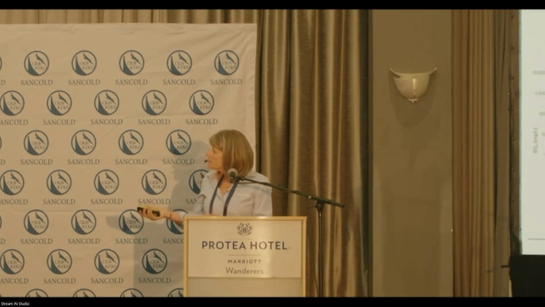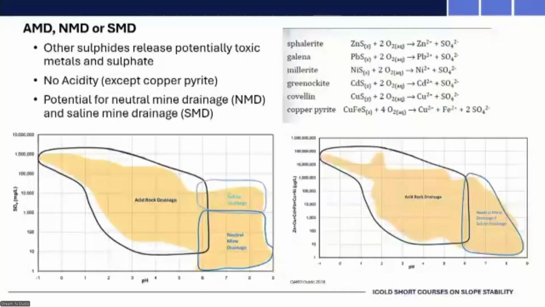Okay, so that's how we come to defining whether you've got acid mine drainage or saline drainage or neutral mine drainage. Because you get a lot of other minerals, which are sulfides, but they have only one sulfide, they're not disulfides. And those release heavy metals, and they release sulfate, but they don't release necessarily acidity. So you get different fields, and that's how we really define whether you've got acid rock drainage, neutral mine drainage, or saline drainage, as a function of the pH, the sulfates that are released, and also the heavy metals.